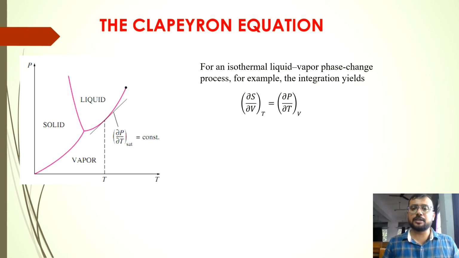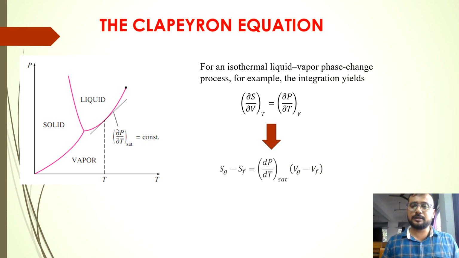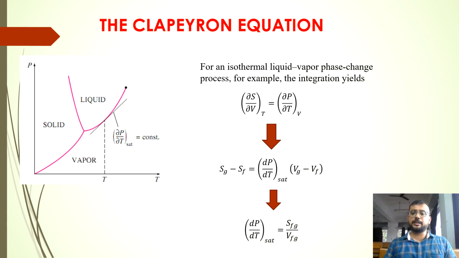For an isothermal liquid-vapor phase change process, for example, the integration of (∂S/∂V) at constant T equals (∂P/∂T) at constant V yields Sg minus Sf equals (dP/dT) saturated times (Vg minus Vf). So (dP/dT) saturated equals Sfg by Vfg.